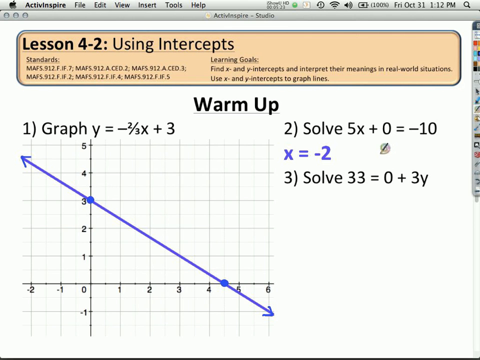We'll start with Kaylee, Yadesh, and then we'll go to Loretta. All three of you think y equals 11? Y equals 11.